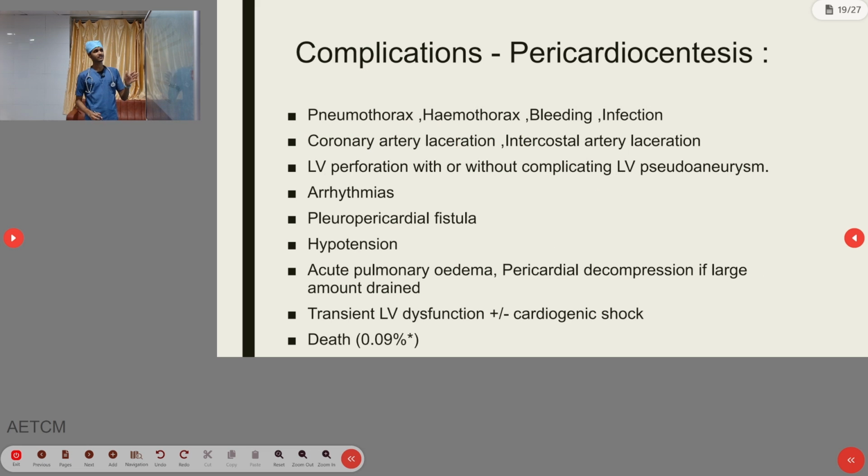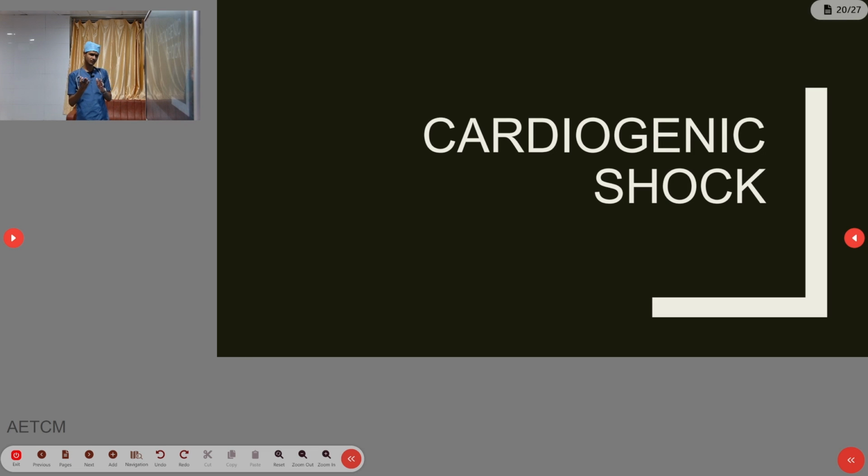Complication-wise, at the time of insertion we can hit nearby arteries or nearby structures like the pleural cavity. It may cause pneumothorax, hemothorax, bleeding, infection, pleuropericardial fistula, which is a connection, and hypotension. It can cause death in 0.09% of cases. So that is the thing regarding cardiac tamponade.